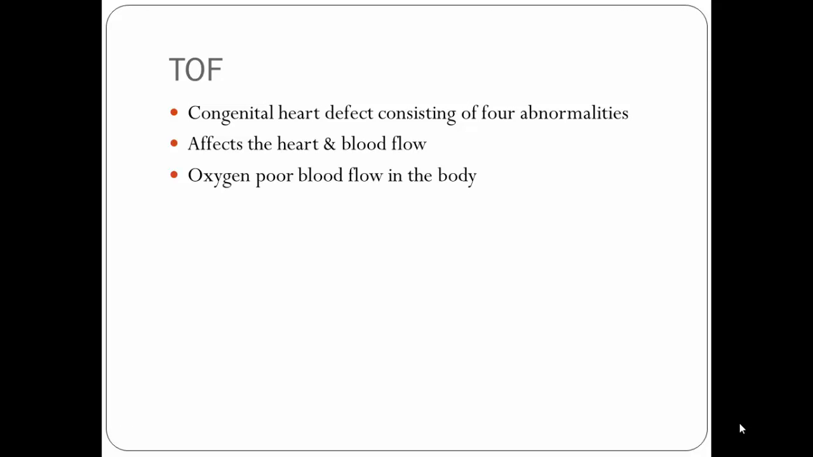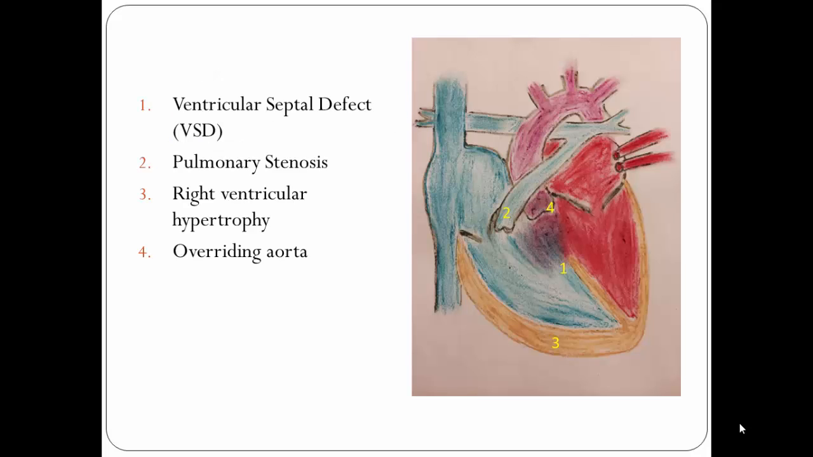Tetralogy of Fallot is a congenital heart defect that consists of 4 abnormalities. This condition will cause the heart to pump oxygen-poor blood into the body. The 4 abnormalities that make up Tetralogy of Fallot are ventricular septal defect, pulmonary stenosis, right ventricular hypertrophy, and overriding aorta.